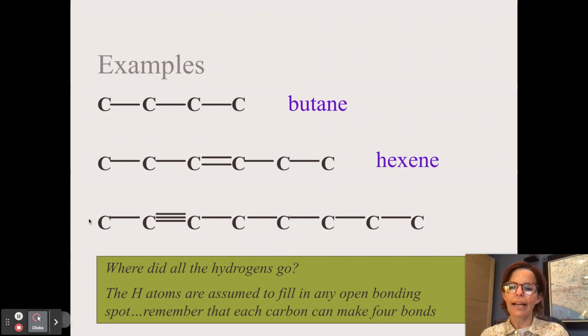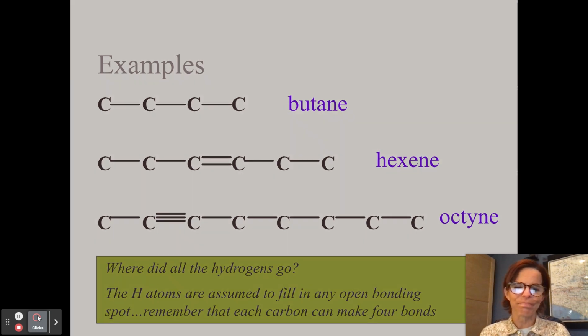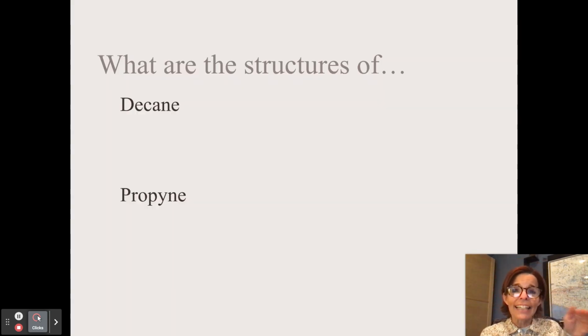All right, and let's count the last one. 1, 2, 3, 4, 5, 6, 7, 8 carbons, and there's 1 triple bond. So this, what did I say? How many carbons? 1, 2, 3, 4, 5, 6, 7, 8. 8. So this is octyne, Y-N-E. Octyne is the name of this last molecule. All right. Hopefully you're kind of getting the hang of that.